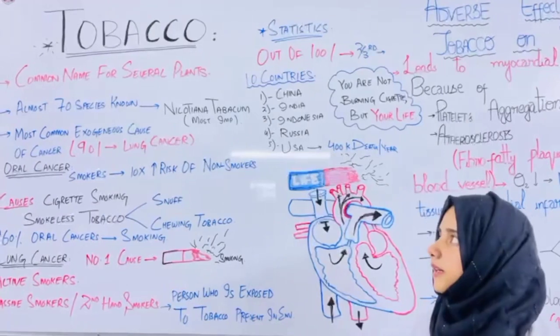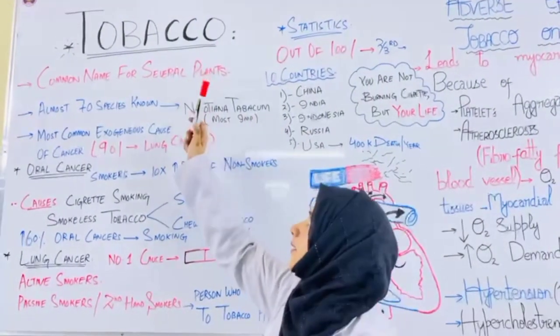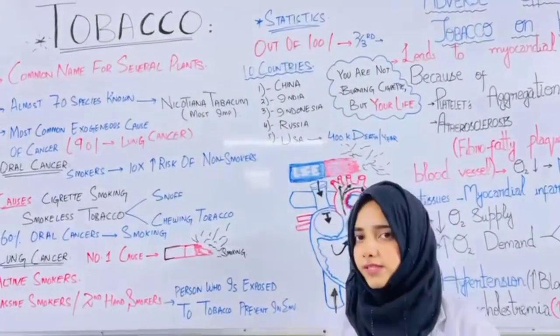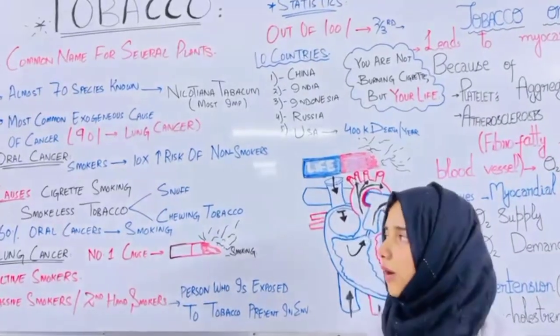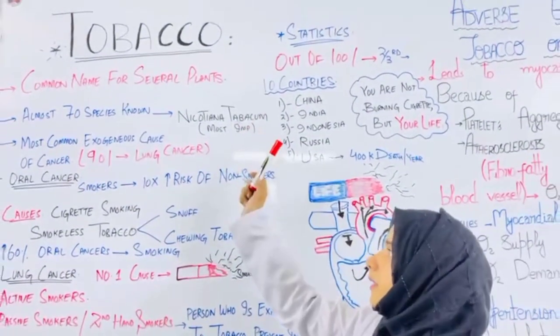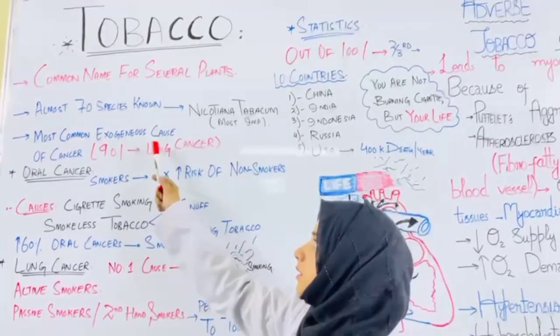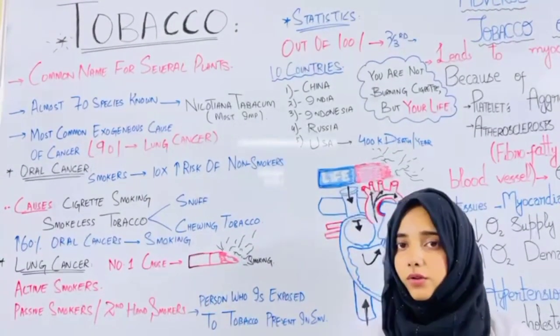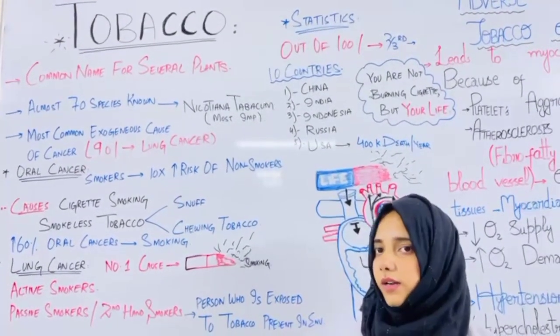First of all, tobacco. Tobacco is a common name for several species of plants, and almost 70 species of plants are known, out of which the most important is Nicotiana tabacum. The most common exogenous cause of cancer is tobacco, out of which 90% are lung cancer.